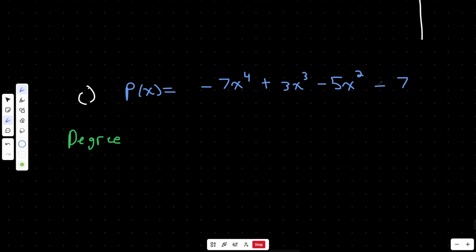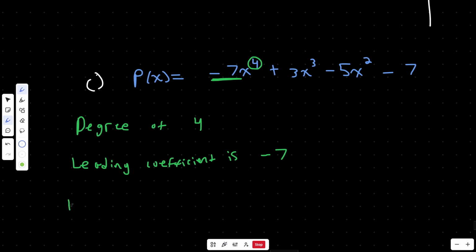So what I'm noticing here is the highest degree is 4 because the highest exponent on the variable is 4 because nothing is higher than 4. So you can say degree of 4. And for the leading coefficients, it's whatever's next to the highest exponent on the variable. So that's going to be a negative 7 right there. So you can say leading coefficient is negative 7. Make sure to include that negative there. It's important. And for the end behavior, let me just write an end behavior.